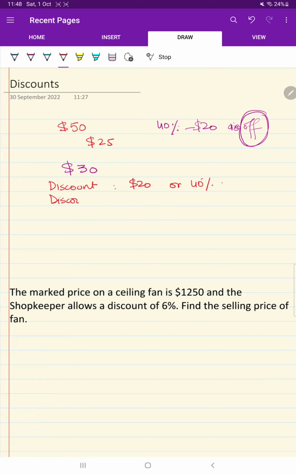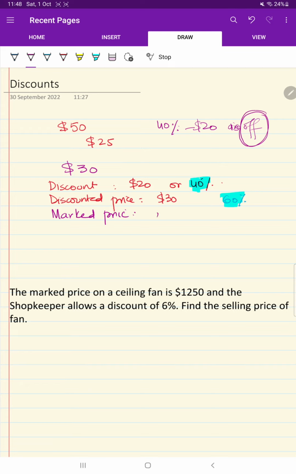What is the discounted price? Like the price after discount, the one that I am paying is $30. Or you can also say, in other words, that if I'm not paying 40%, then what I'm paying is basically 60%, right? Because the total is 100%. I'm not paying 40%, so what am I paying? I'm paying 60%.